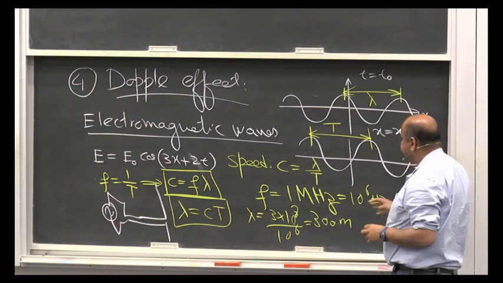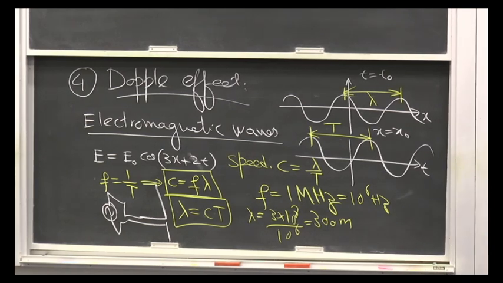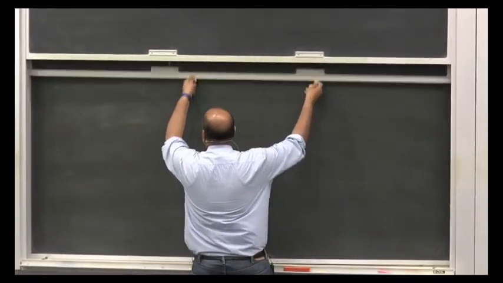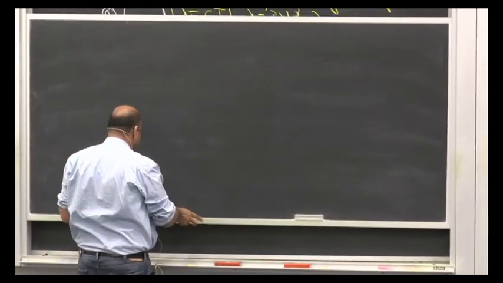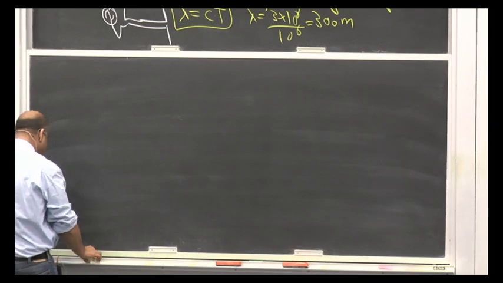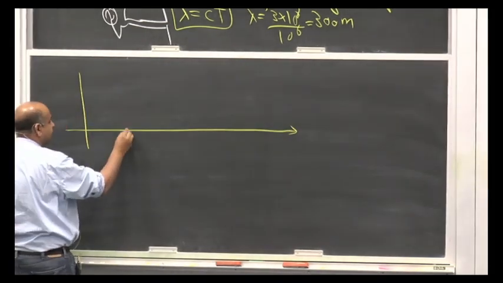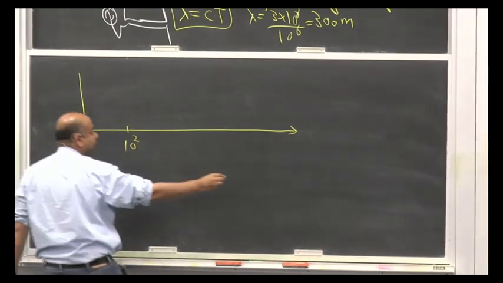So similarly, we can get other types of waves. Microwaves have smaller wavelengths. Then infrared waves have another smaller wavelength. And then we have, let me just draw this pattern. 10^2, this is the wavelength.